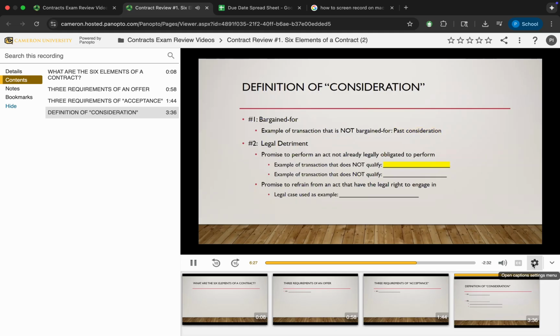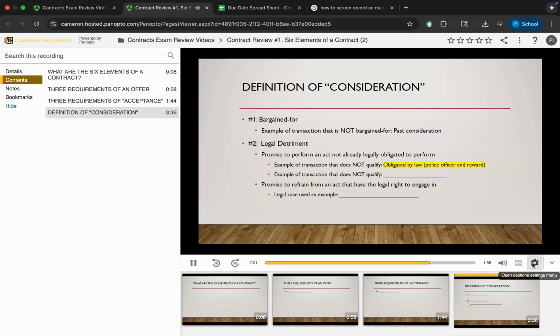So the 2 sub-bullets that we're going to look at are types of behavior that do not create a legal detriment. It can get a little bit confusing because we're sort of studying this from a negative perspective, rather than listing all of the numerous examples of things that do qualify as legal detriment. We identify 2 specific transactions that we know do not meet the requirement. So example number 1, we talked about in the class lecture.